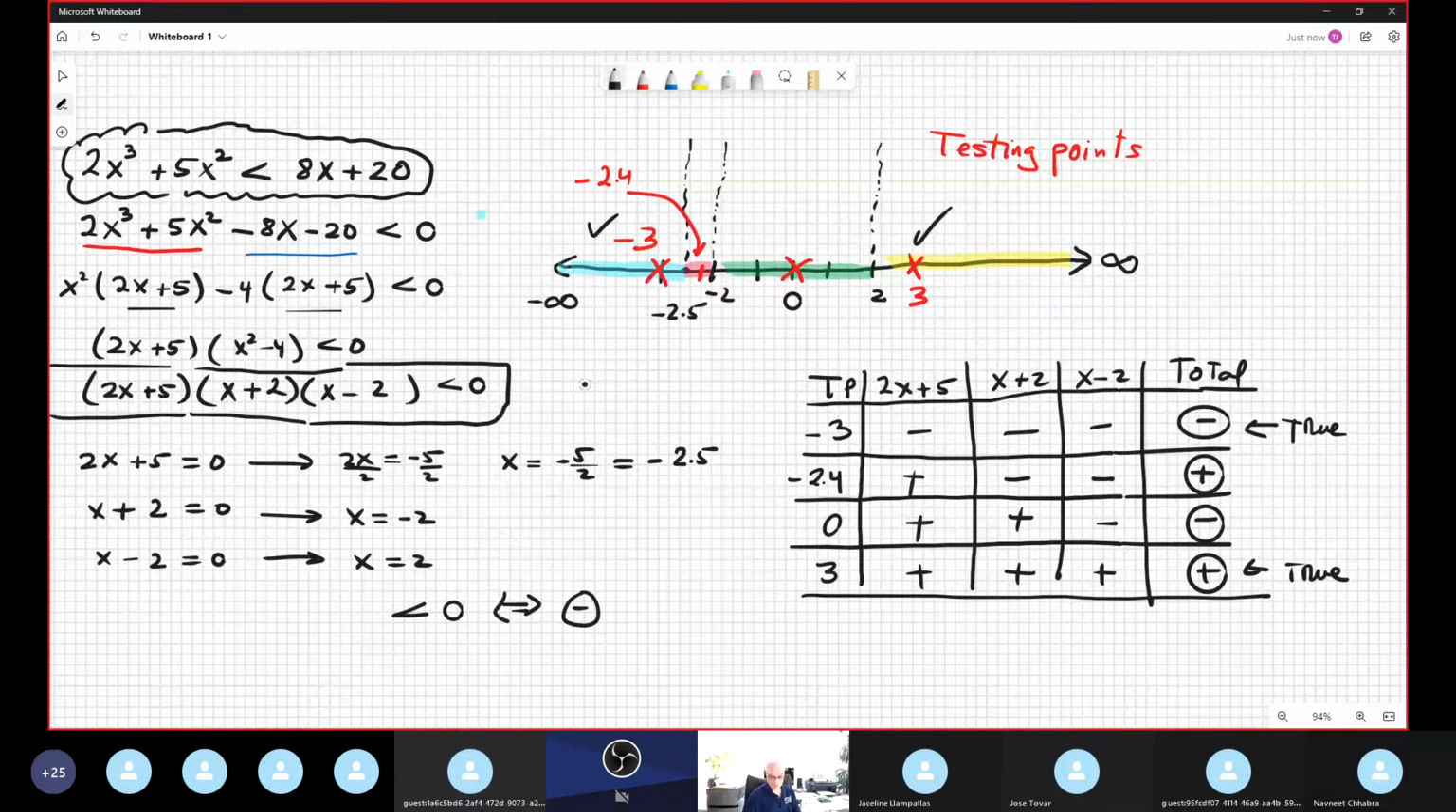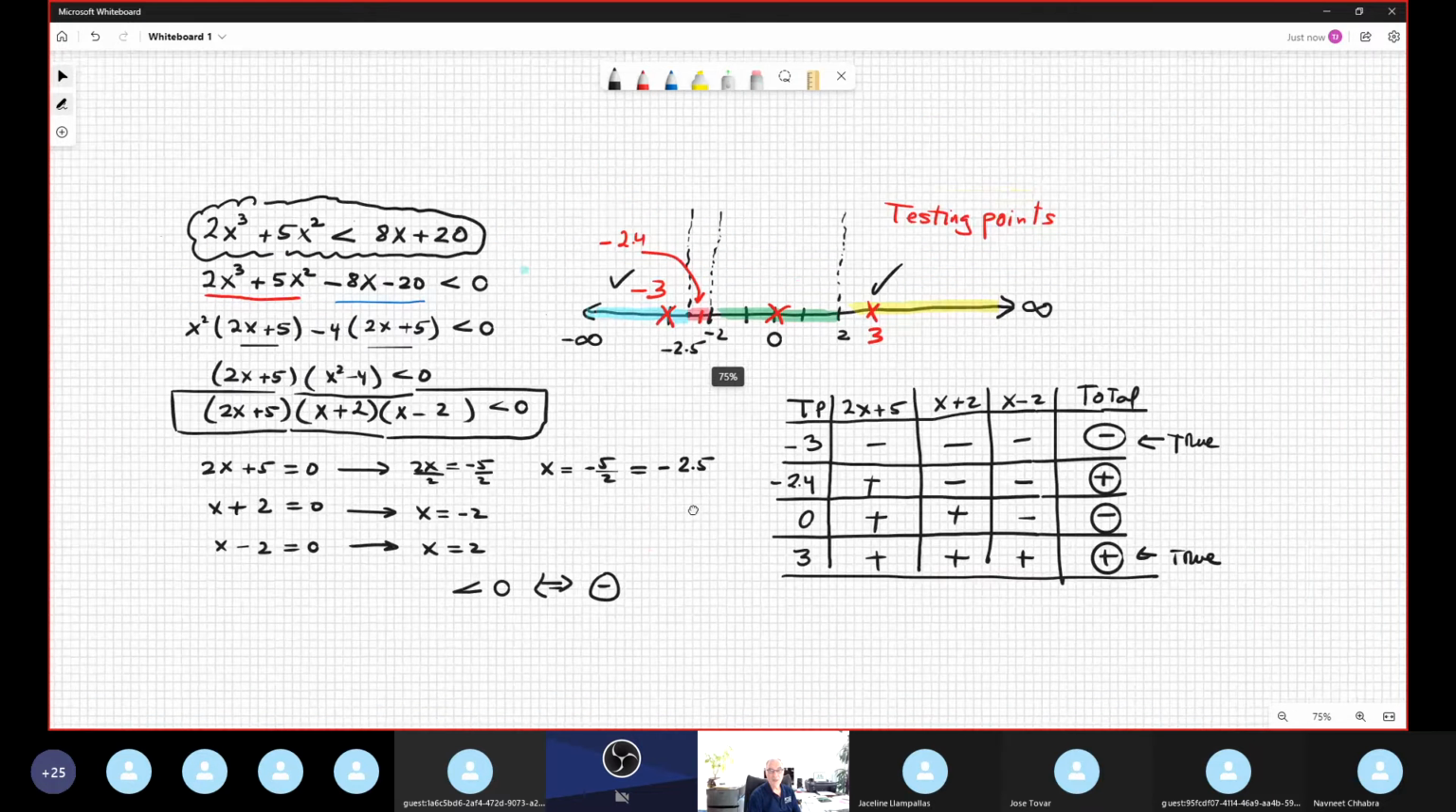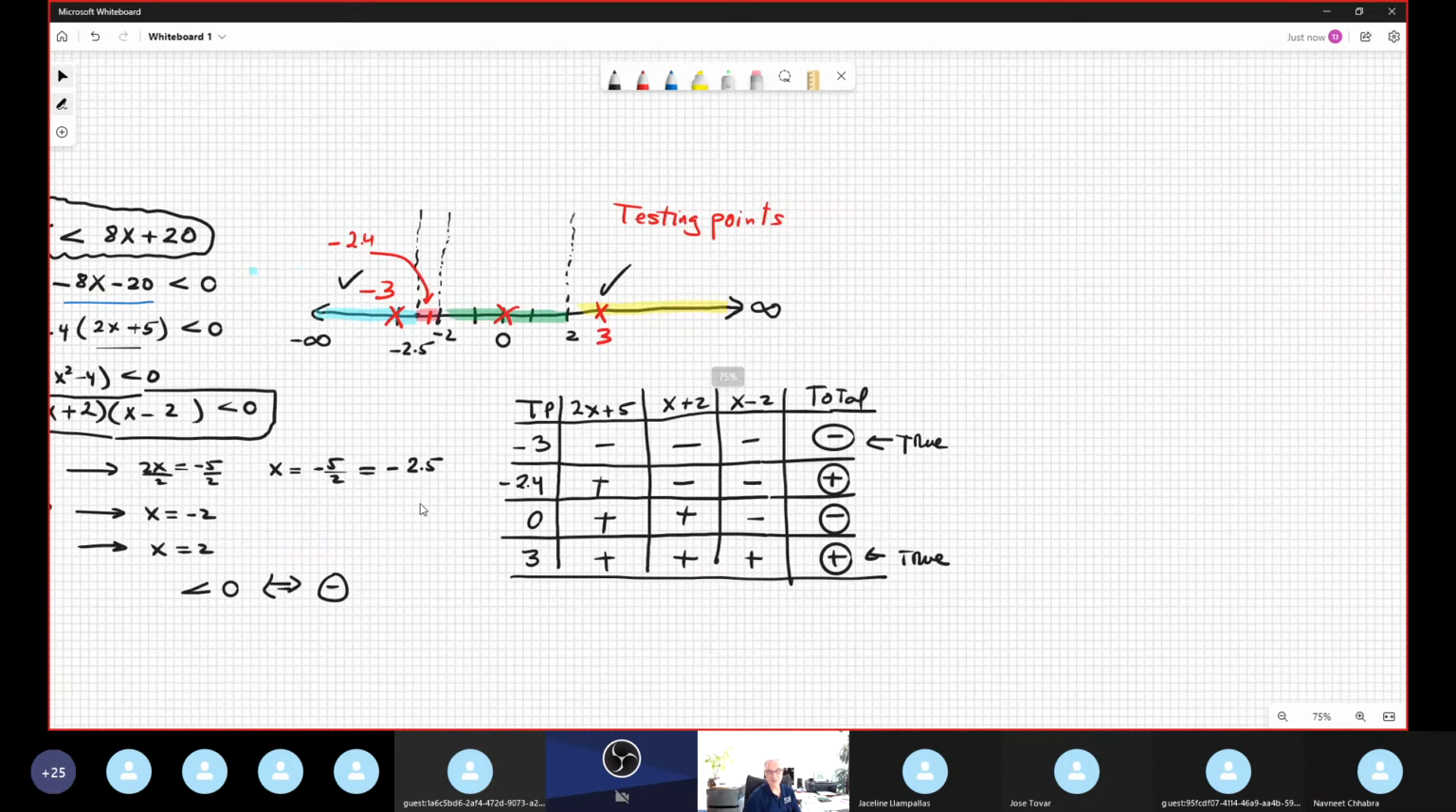What is my final answer? Well, my final answer is from negative infinity. The basic is the interval cyan color, so blue, a little bit light blue. The answer is from negative infinity, comma, be careful, guys. Because the student may believe that the interval is 2 until the testing point. No, the testing point was one point in the middle of the interval that I tested to verify.